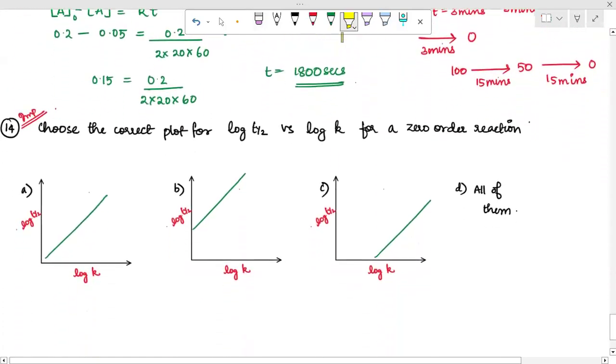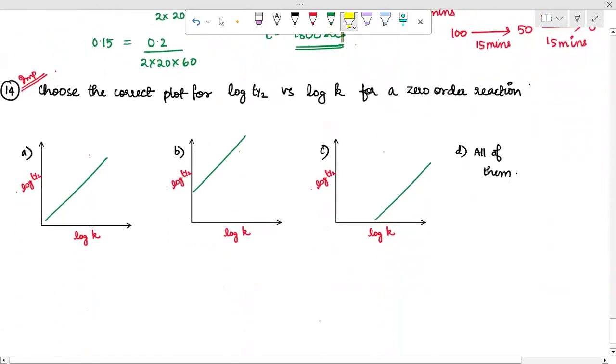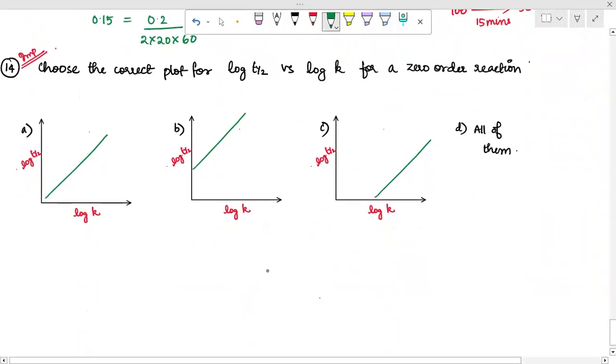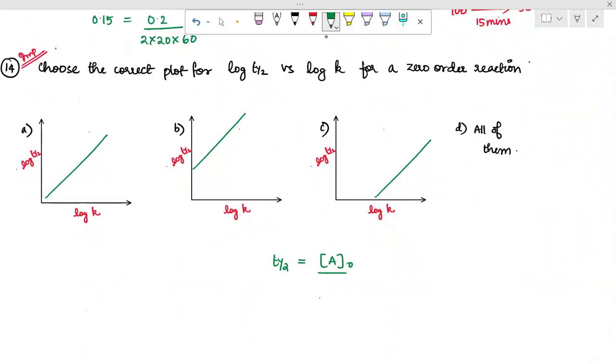All right. Next question. Very important. Choose the correct plot for log t half versus log K for a zero order reaction was the question. So let's write down the equation. We need it in terms of t half. t half is equal to initial concentration by 2K.